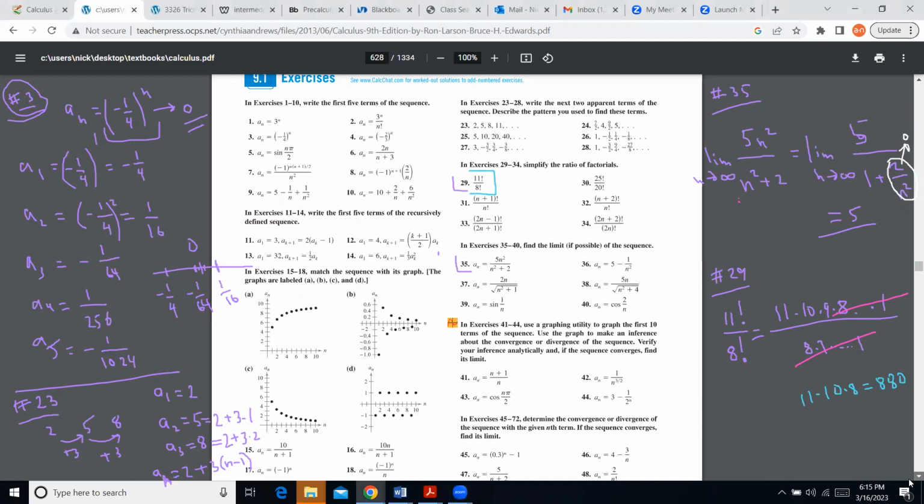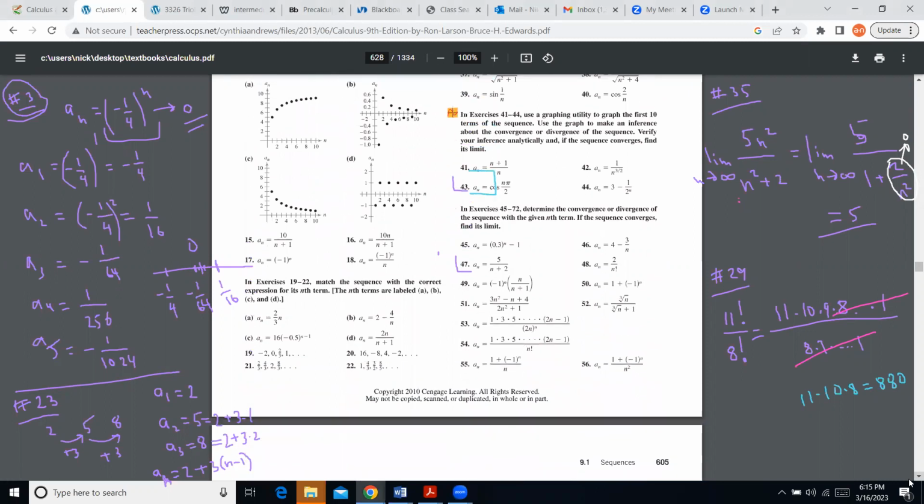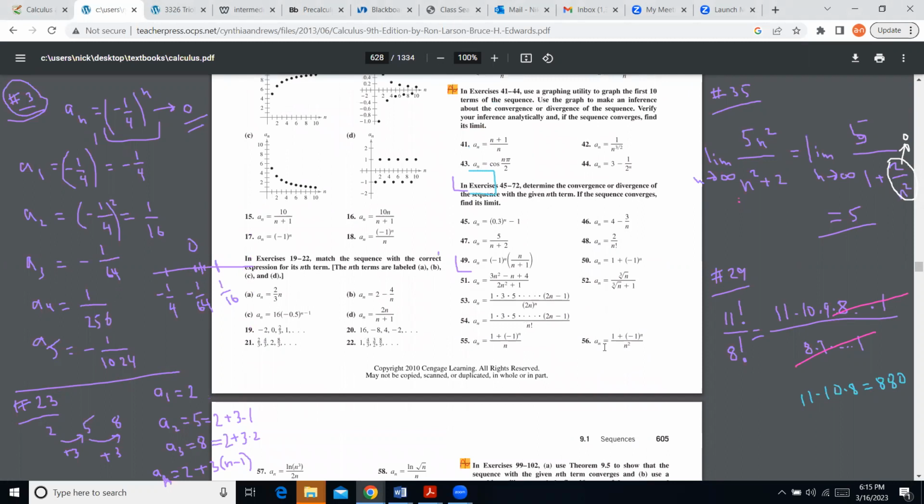So let's see what else. It looks like problems here indeed are pretty compact, right? And I'm sure this is going to make lots of people feel good.